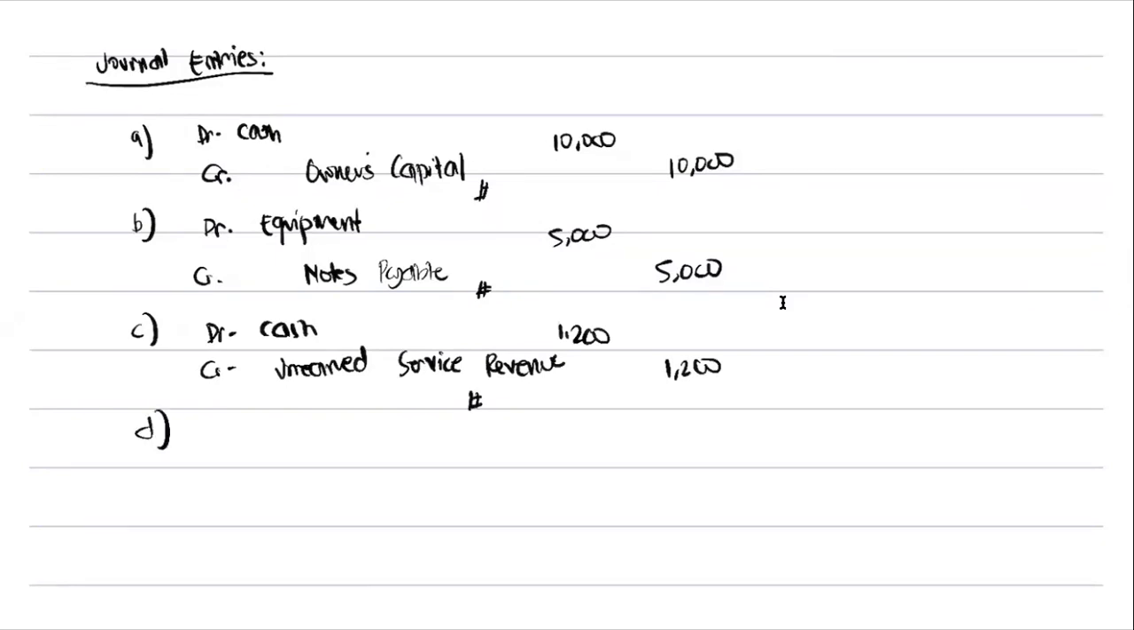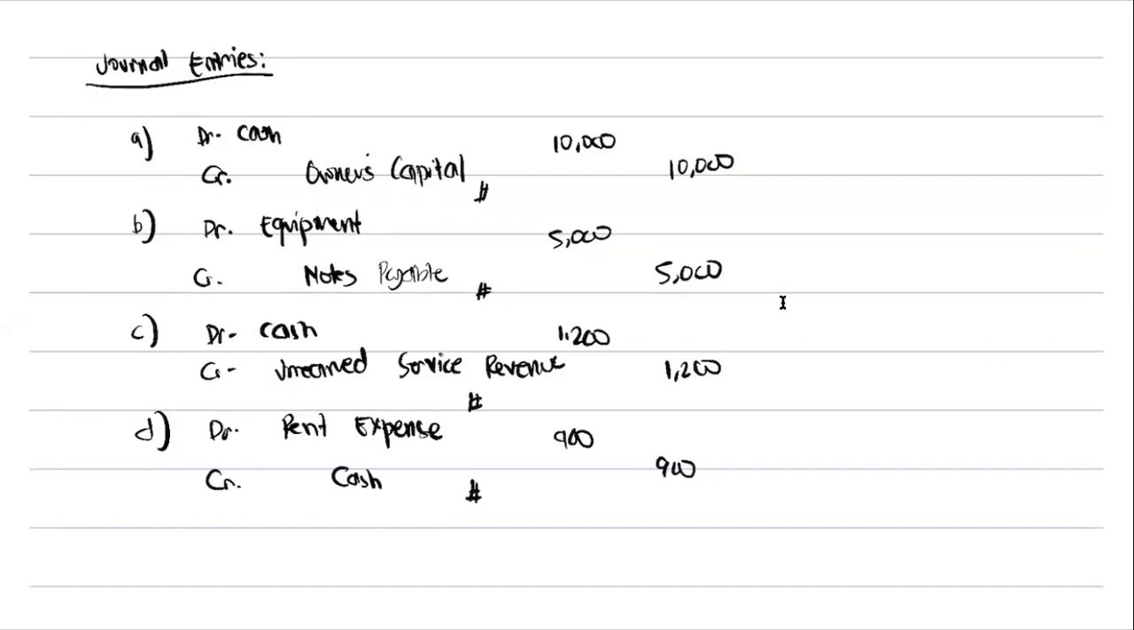Letter D. On October 3, Pioneer pays office rent for October in cash. So what is this office rent? We call it your rent expense. So we debit rent expense and we will credit cash amounting to 900.